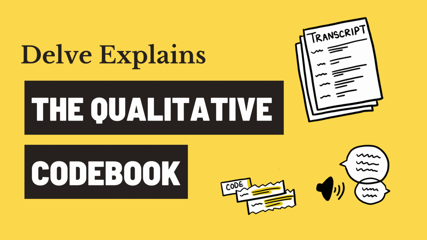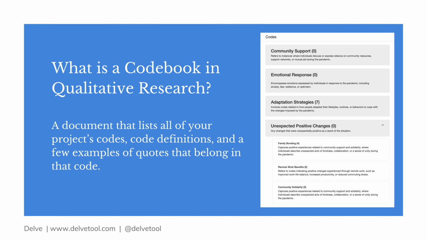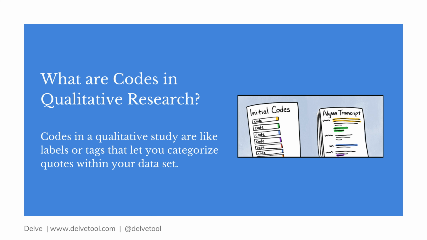Today, let's explore qualitative codebooks. We'll talk about what they are, how to use them, why they're so valuable for your research, and how to create them. A codebook is a document that lists all of your project's codes, code definitions, and a few examples of quotes that belong with that code. Just to explain what codes in a qualitative study are: they're like labels or tags that let you categorize quotes within your dataset. A single code brings together a collection of quotes that are similar in some way.